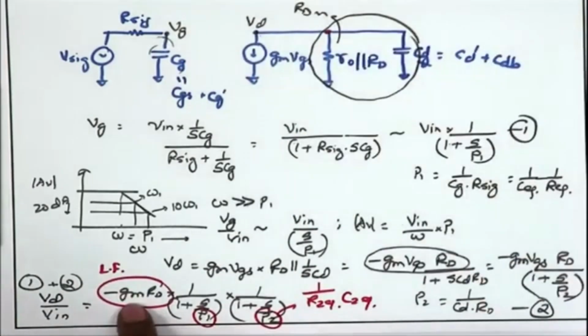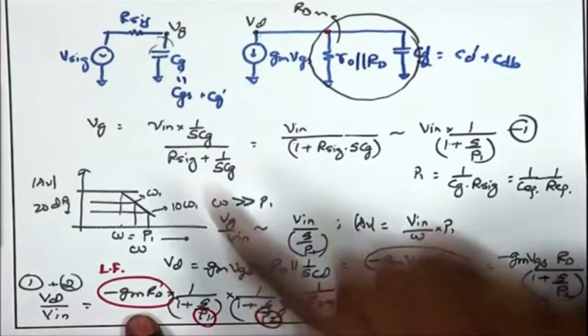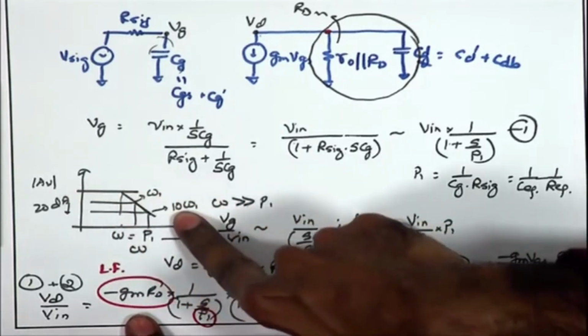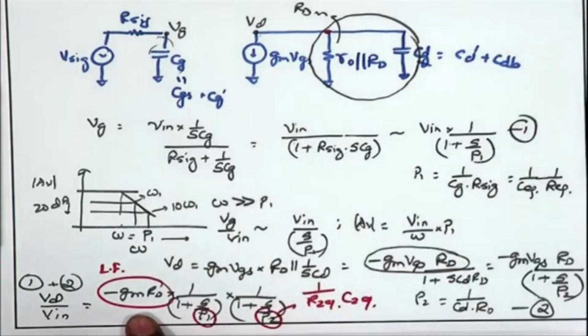And once we have the low frequency gain, minus Gm Rd, and we have these two poles, we have the frequency dependent transfer function of the amplifier ready. From there we can do more detailed analysis, we can find the transfer curve for the magnitude and phase response of this circuit.